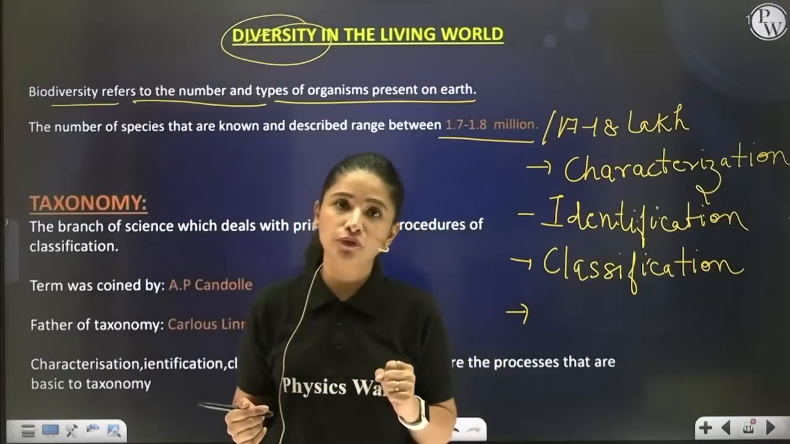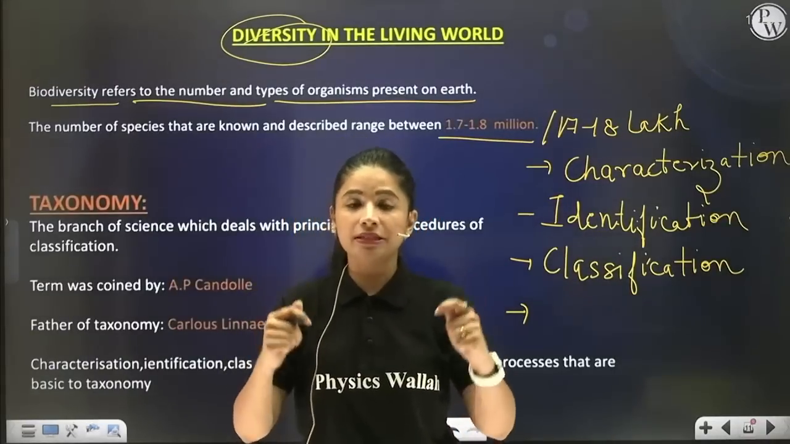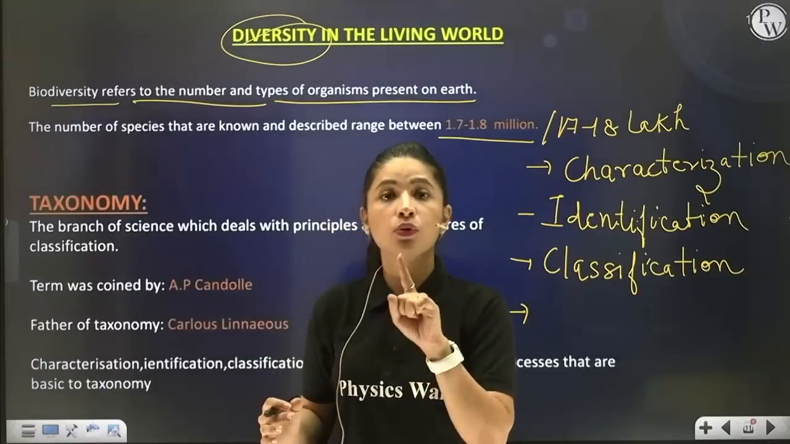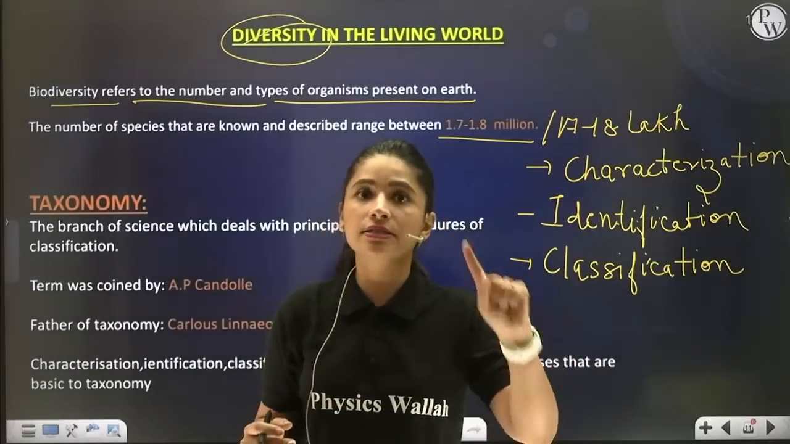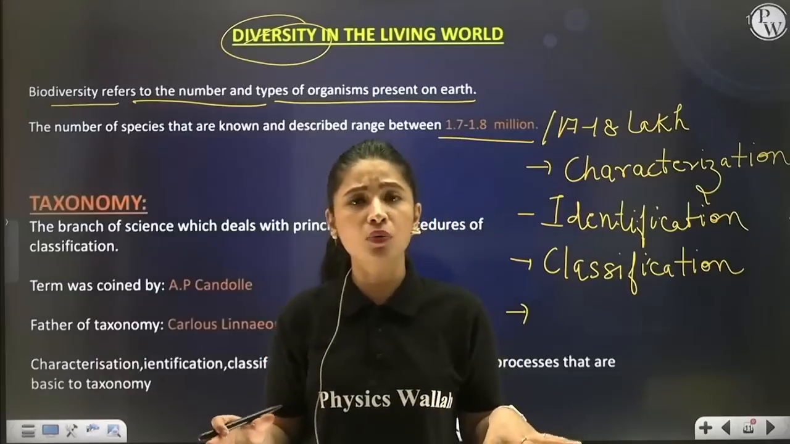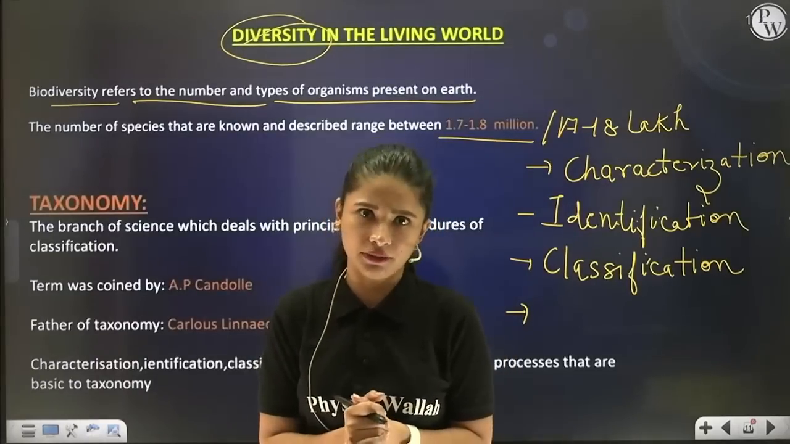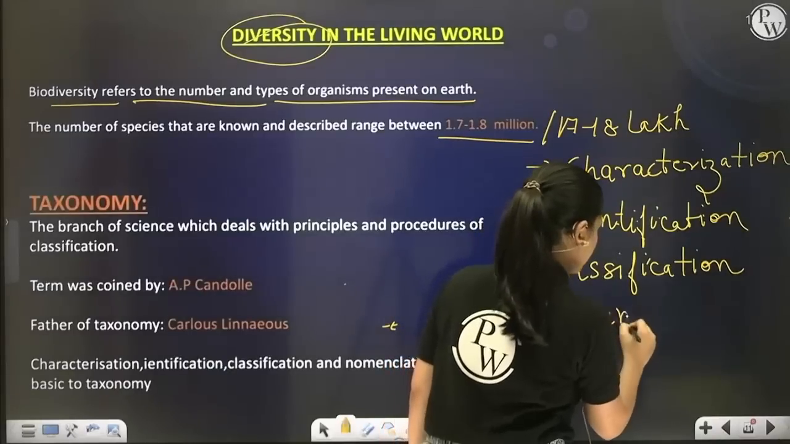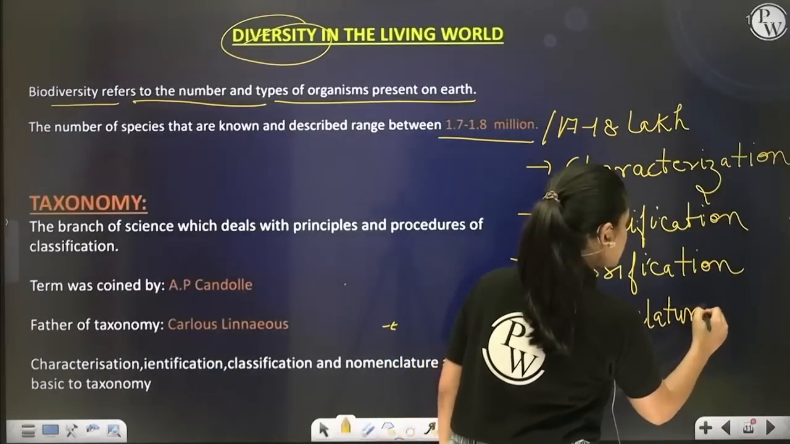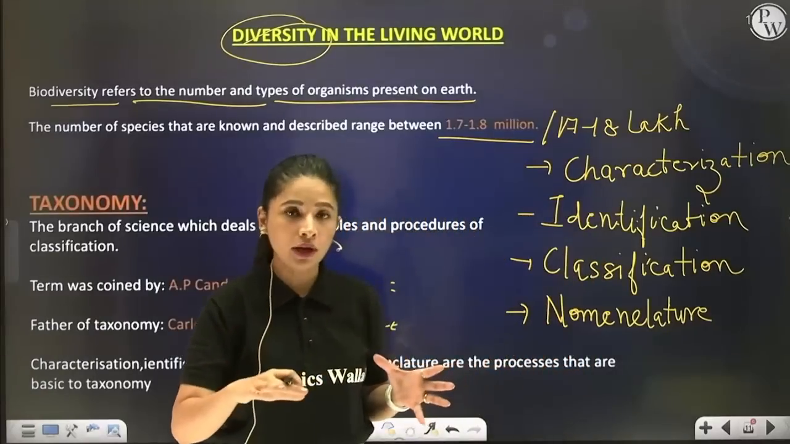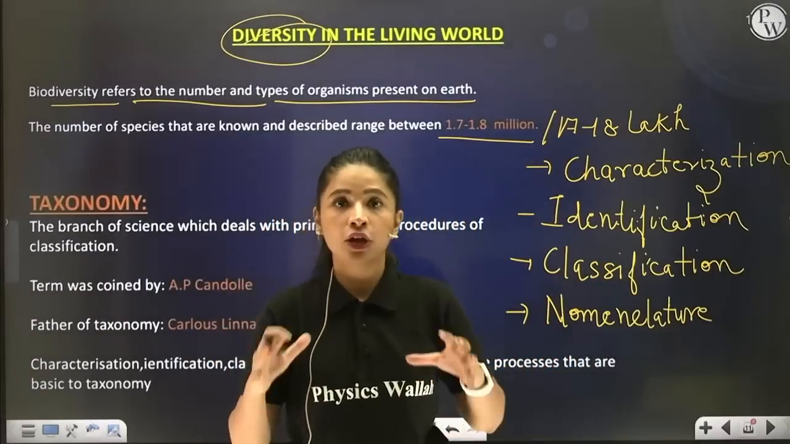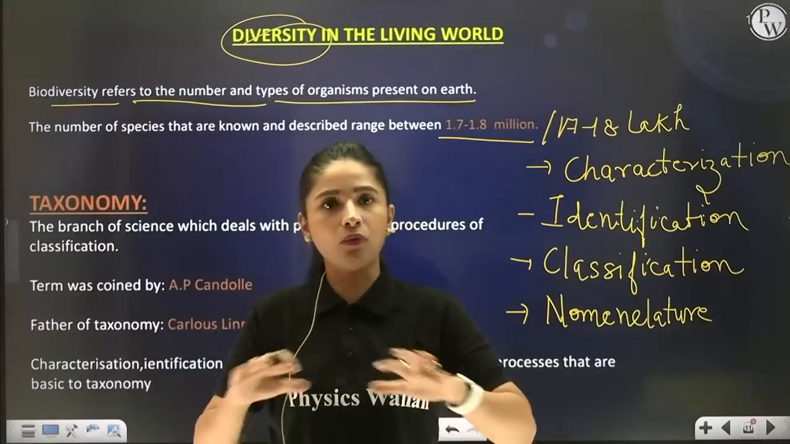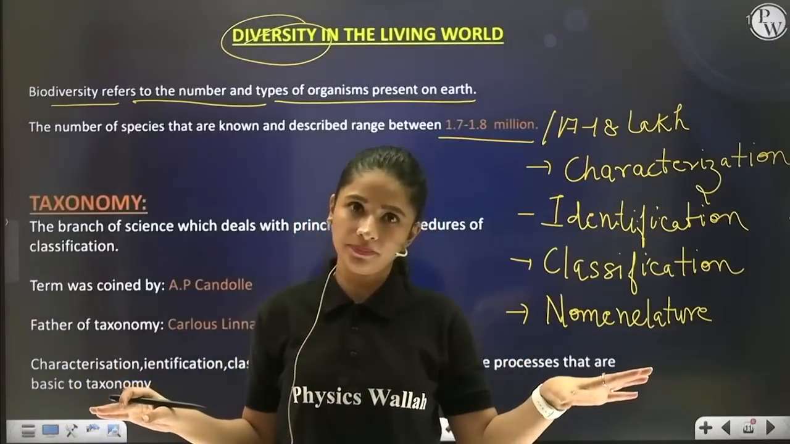Rules, bachcho, have been framed in order to provide specific names to the organisms, and these names will be used for that organism globally, just to avoid any kinds of confusion. Correct? So the last step will be nomenclature. Nomenclature is the system of naming of an unknown organism in such a way so that globally that organism is known by one single name, to avoid any kind of confusion, right?